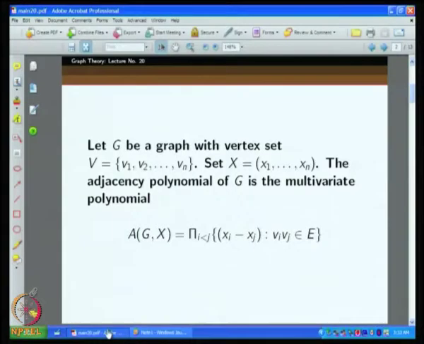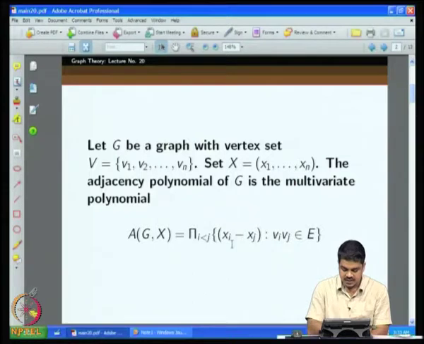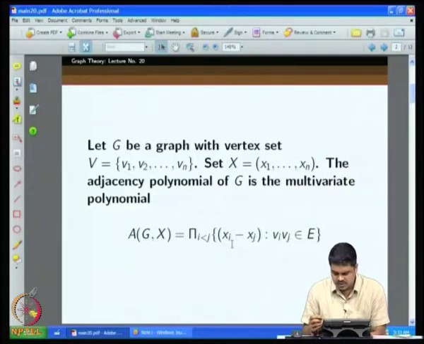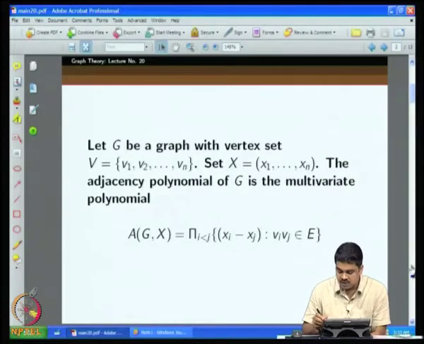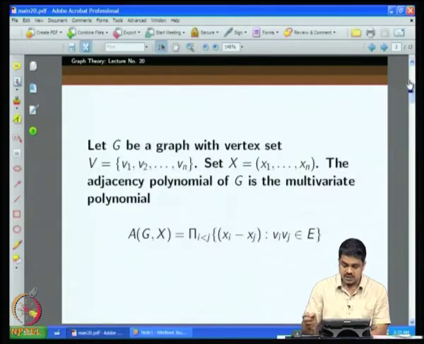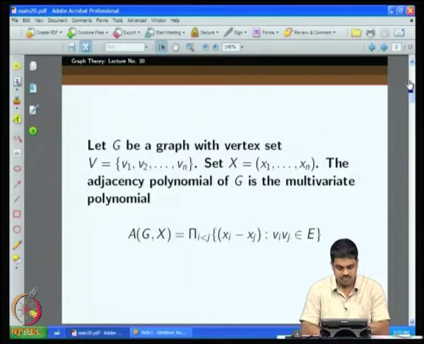So, going back to this, this is the way it is defined. The xi minus xj terms correspond to edges Vi Vj, and of course xi comes earlier than xj if i is less than j. That is the way this is defined. So, how does this polynomial help? Why do we define this, and why do we say that this is going to help us in understanding the graph coloring problem?